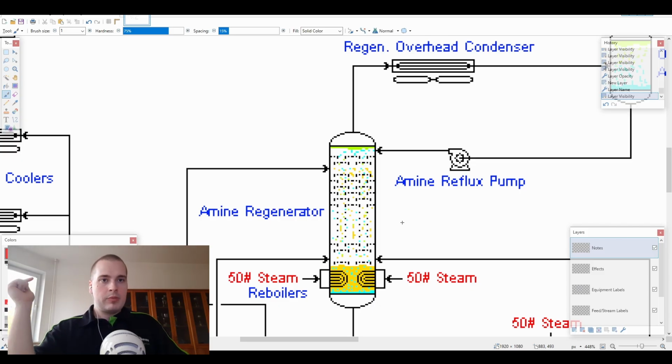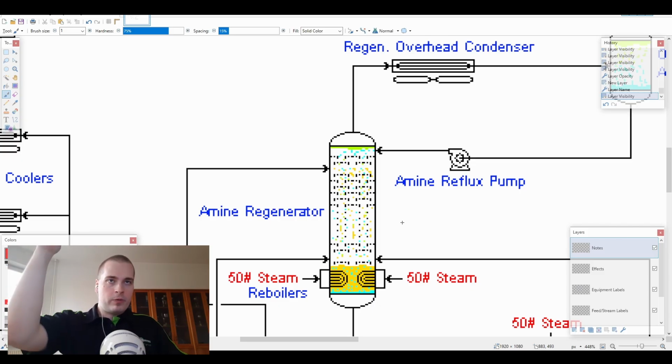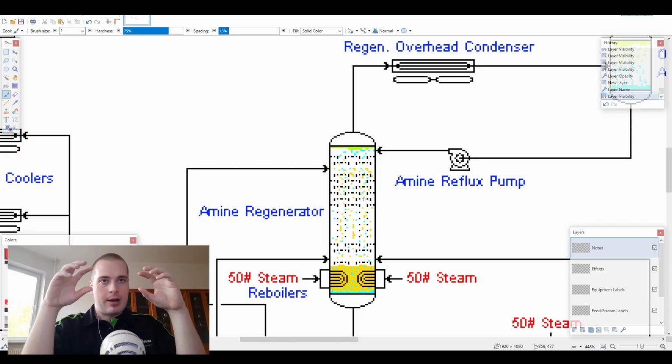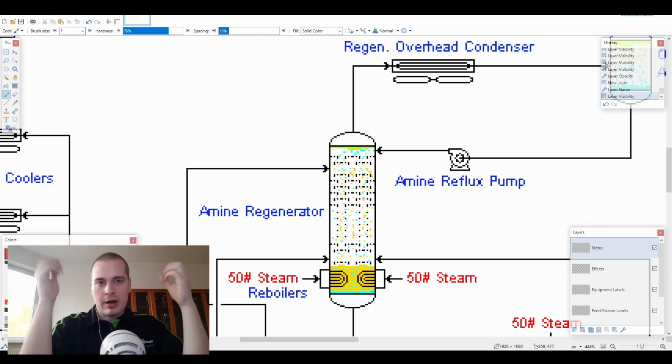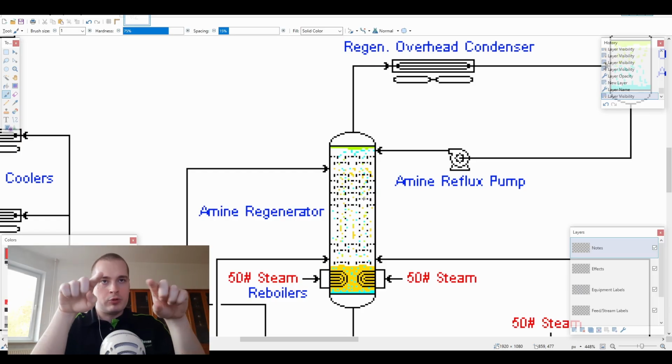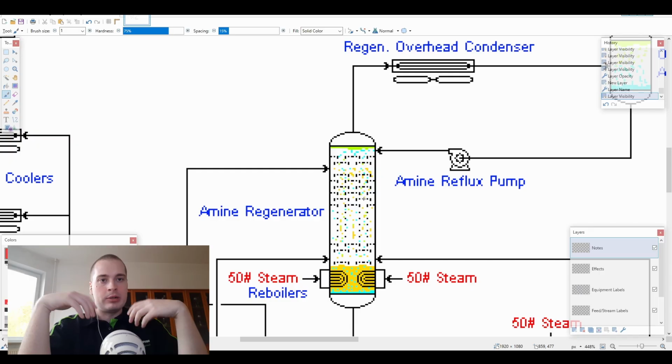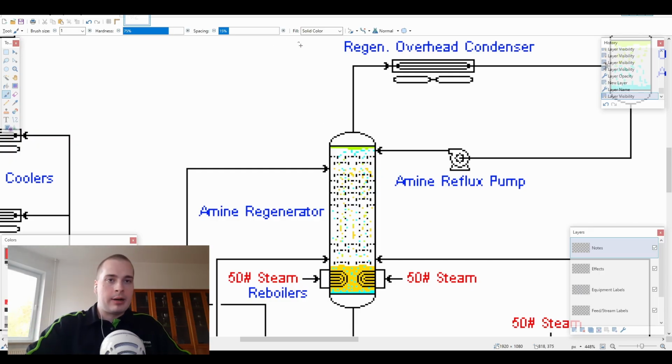Our rich amine enters through the top of the amine regenerator vessel and flows downwards. At the bottom of the amine regenerator, we have those little coils. Well, I shouldn't probably call them coils, they're a pack of tubes, through which we have 50-pound steam flowing, which is what you see in there. Those things are called reboilers, so they help boil the amine. They help add heat to the amine solution, so it releases the absorbed hydrogen sulfide.